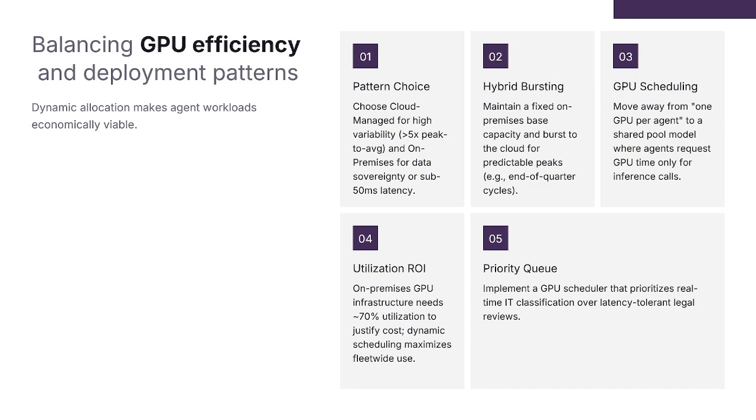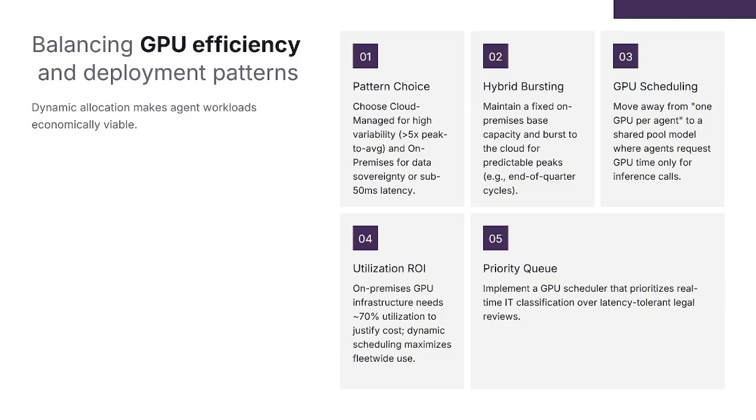So they only request GPU when they are making an inference call, when they are implementing a large task that requires higher token or higher API call. So you should also put this into your design. Then utilization ROI, which is return on investment. On-premise GPU infrastructure needs approximately 70% utilization to justify cost.